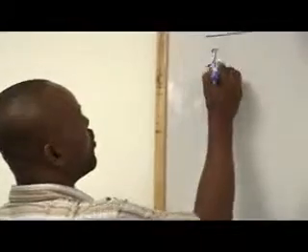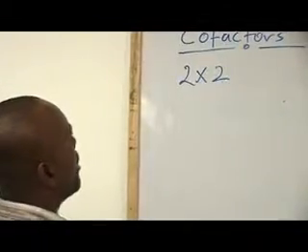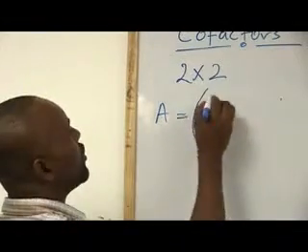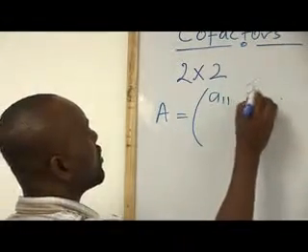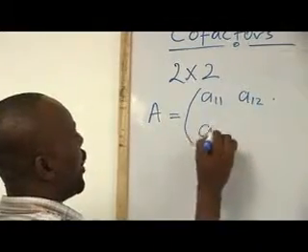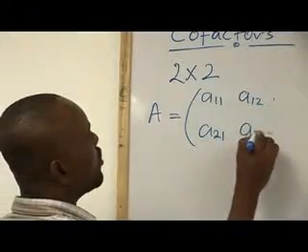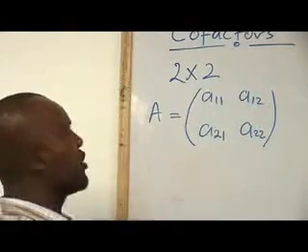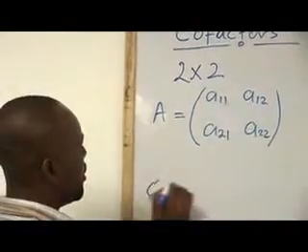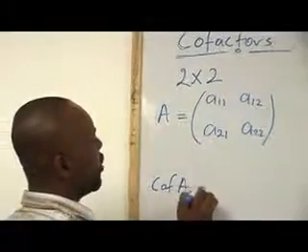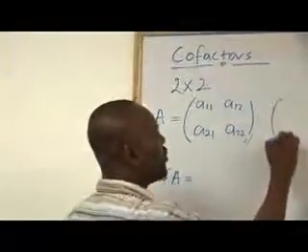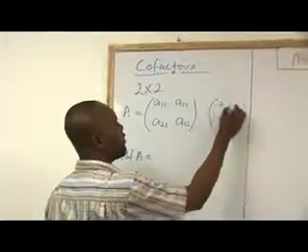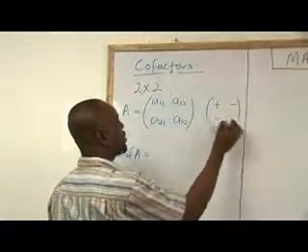We start with that of a 2 by 2 matrix. I take matrix A, our popular matrix. A11, A12, A21, A22. How do I obtain the cofactor of matrix A? I go for the cofactor of A. But before this, we also look at the sign position for the 2 by 2 matrix. So I have here plus, minus, minus, plus.